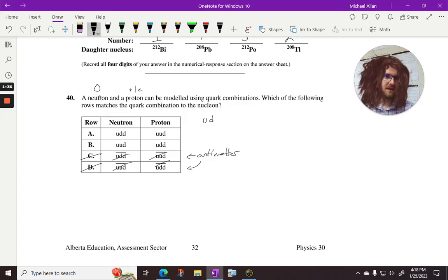So an up, down, down, what does that end up being? So an up is a 2/3, and I'm going to add in a negative 1/3 and plus another negative 1/3. Well, that ends up being 0. So that's a neutron. All right, cool. And let's just see what an up, up, down ends up being. 2/3 plus 2/3 plus a negative 1/3. Ends up being 1 elementary charge. Yeah, so it's got to be A.